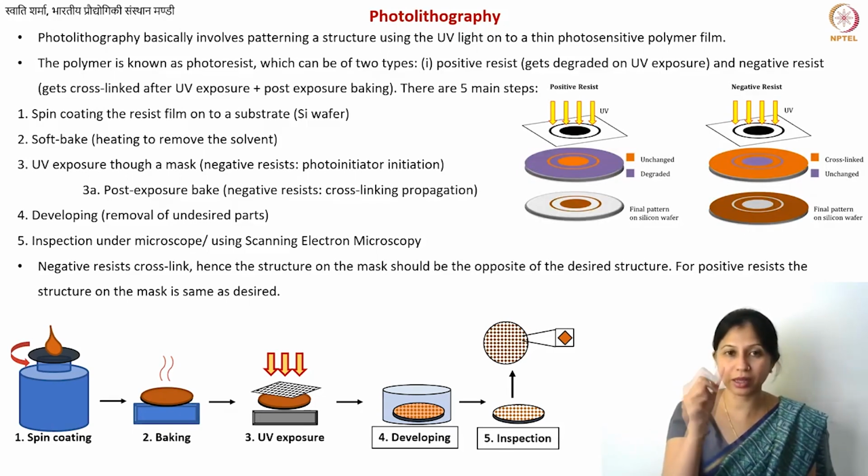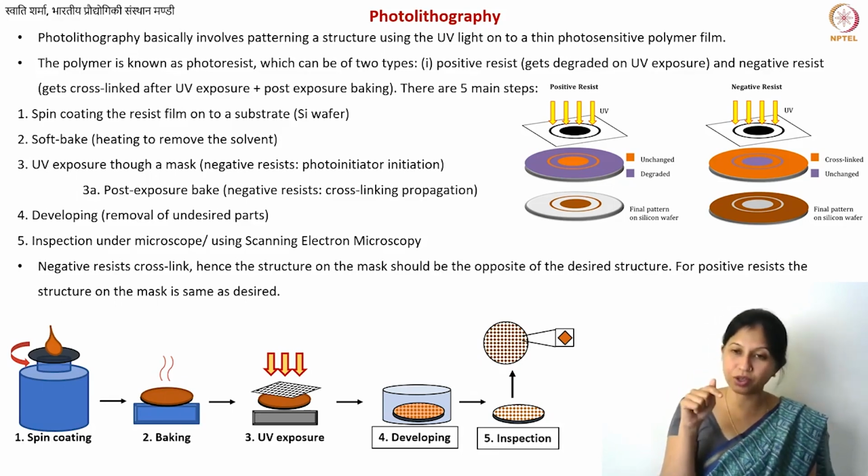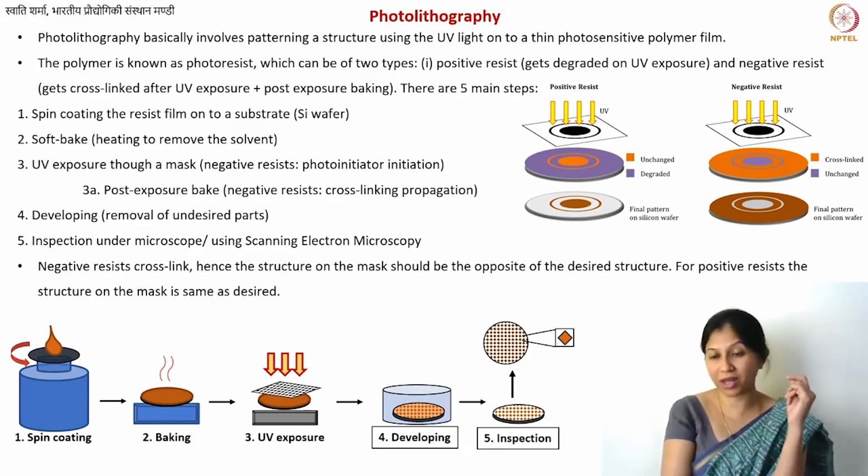Now here is one more small thing that I would like to mention: negative and positive resist. Why are the terms negative and positive used? If you have a positive resist, it will degrade on UV exposure. So you will have the same structure on your mask as the structure that you want to make, because whatever is not that structure, you want degraded and washed away with the developer. So you have the positive structure on the mask also.